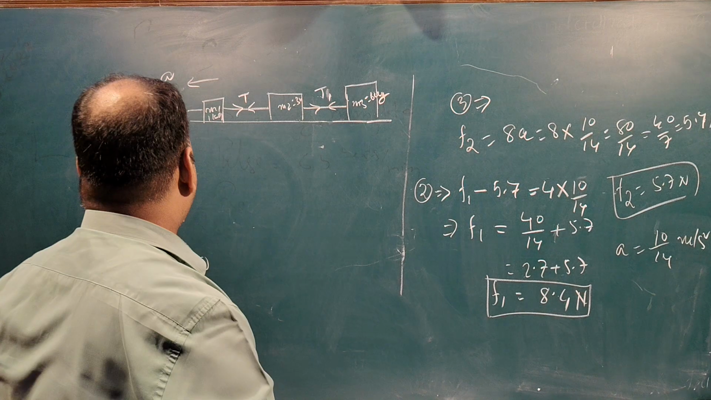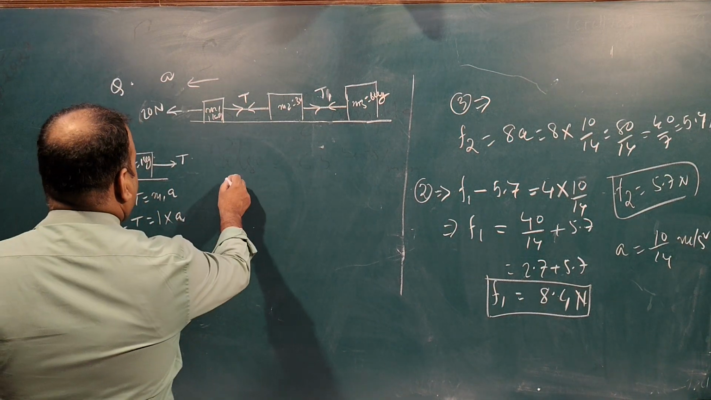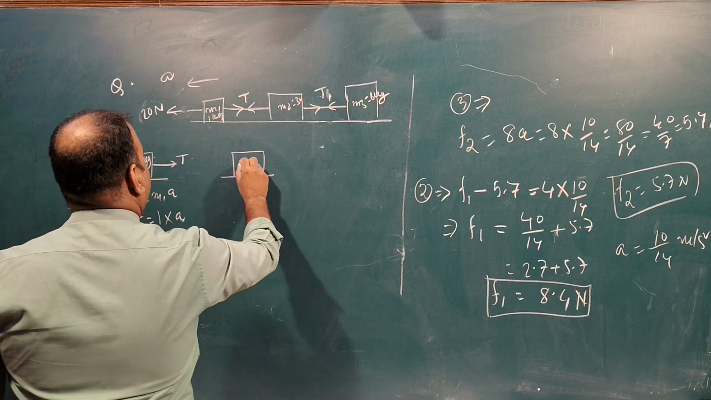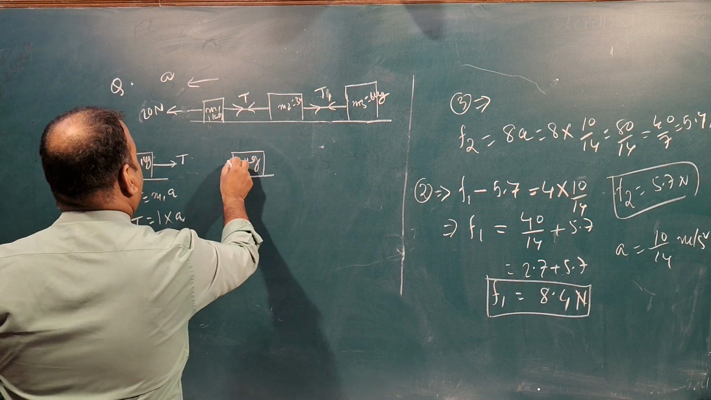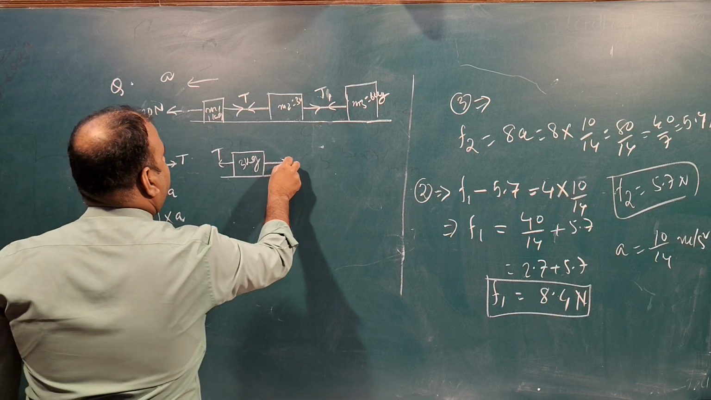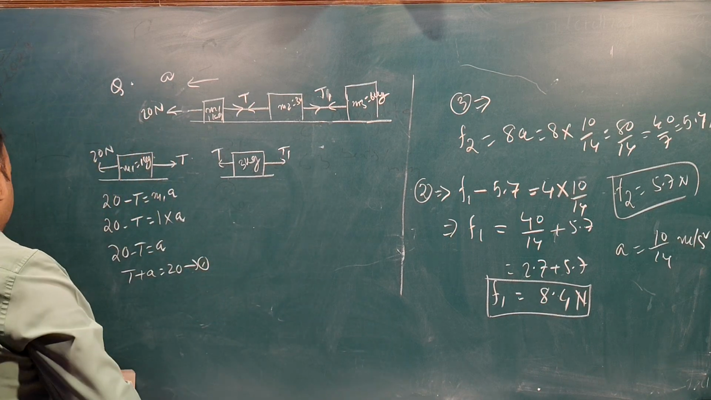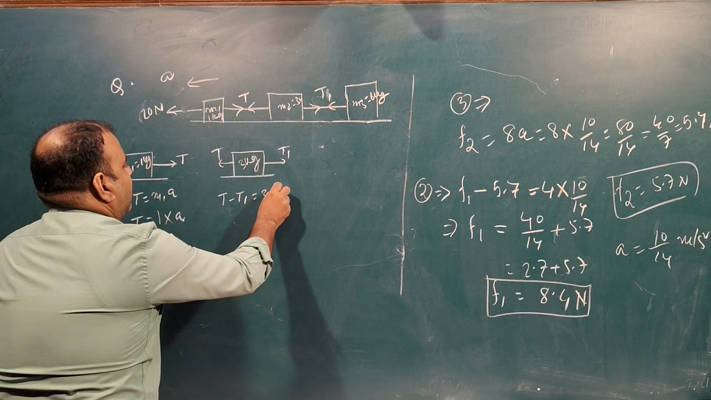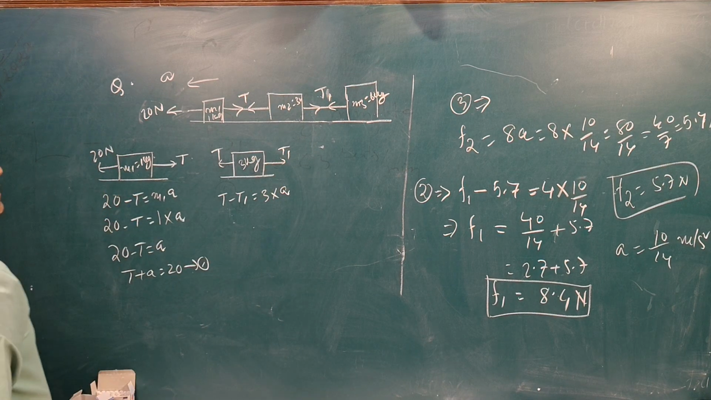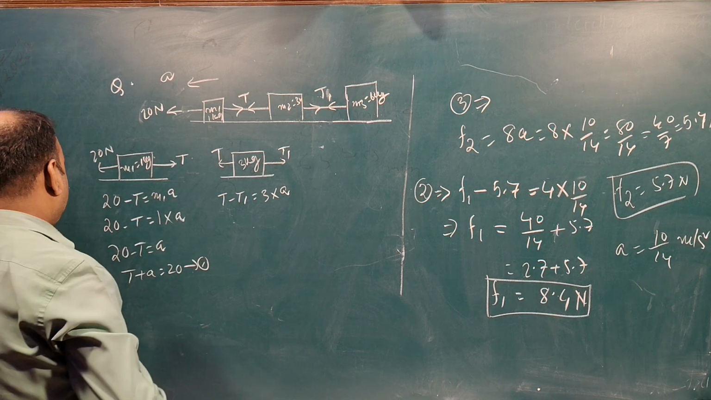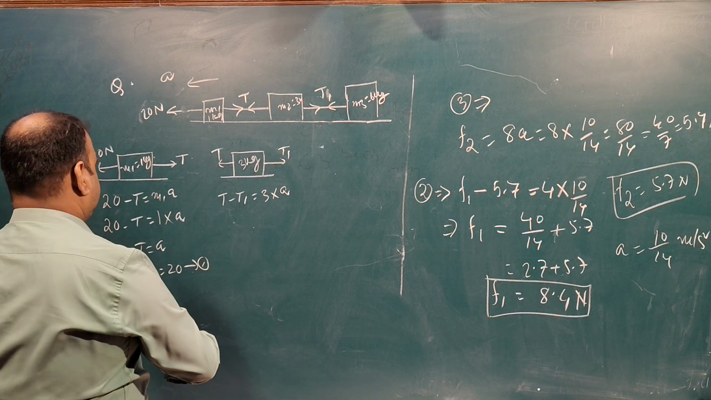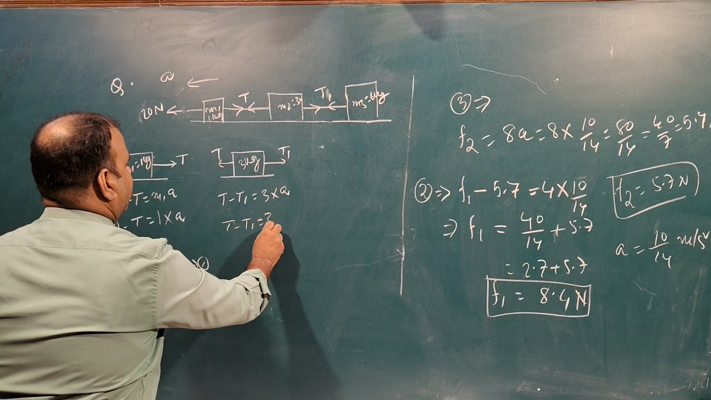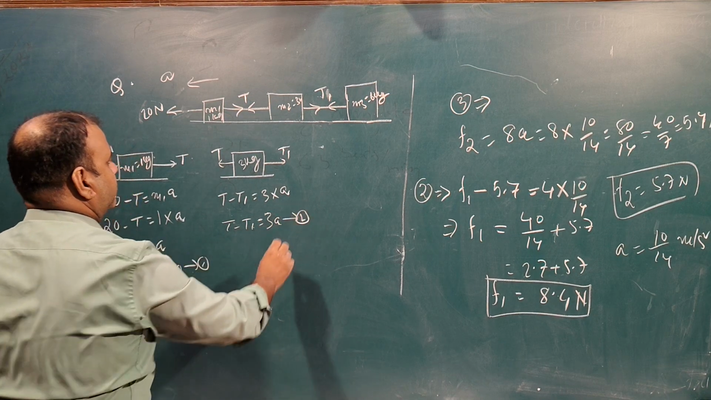Now for the second diagram, if you draw it like this, here is 3 kg, with force tension T on one side and tension T1 on the other. In this case, T minus T1 is equal to 3 into acceleration A. So we can write here T minus T1 is equal to 3A, equation number 2.